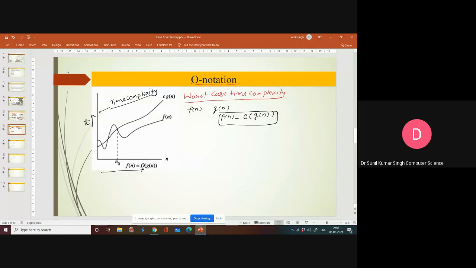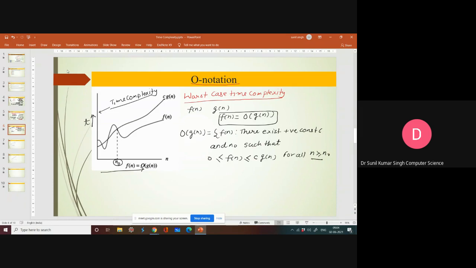So there is a condition. The condition is that big O of g of n is equal to fn such that there exist positive constants c and n naught such that fn lies between 0 and c gn for all n greater than or equal to n naught.